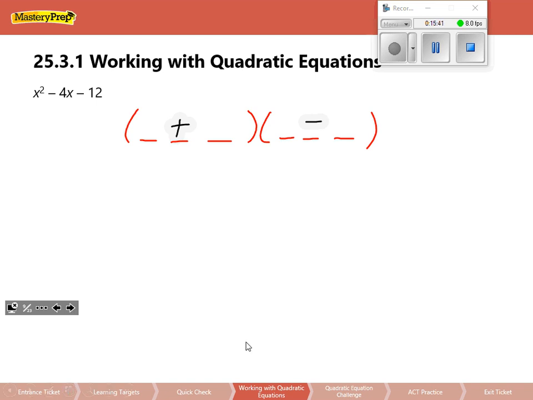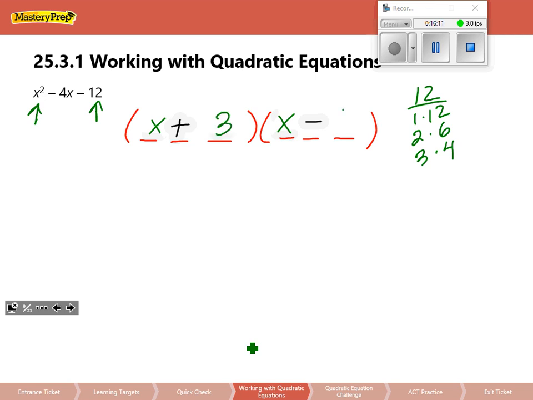Now we look at the factors of the first and third. Well, the factors of x squared are still going to be x and x. Even if we do have a number in front of it, it's still going to be x and x, because that's the only way to get x squared. X times x would give us x squared. Now the factors of 12 are 1 and 12, 2 and 6, 3 and 4. Which one do we want to try first?